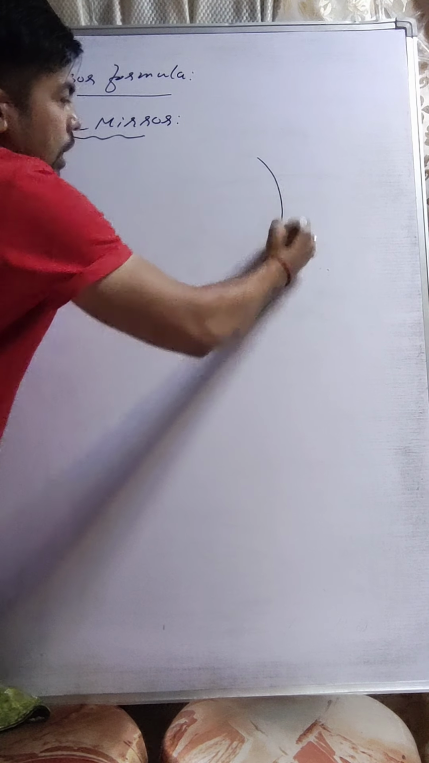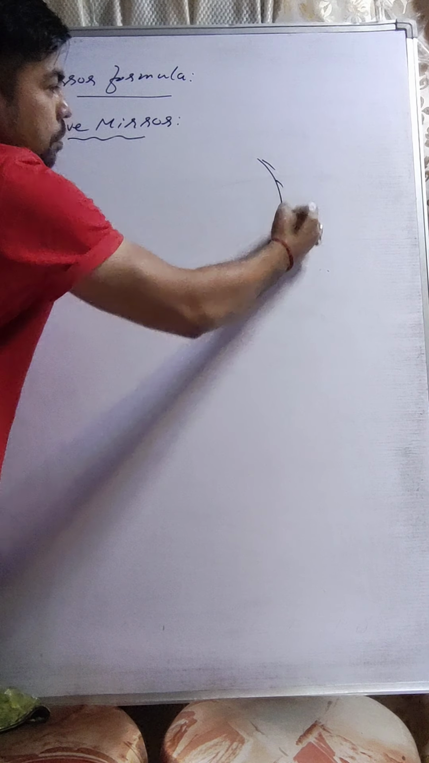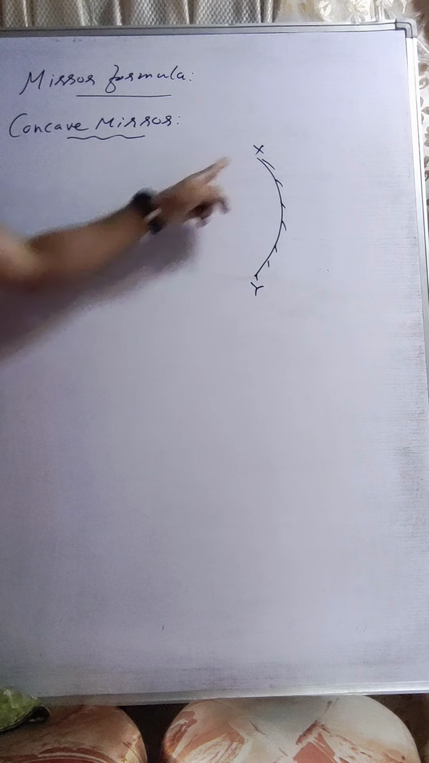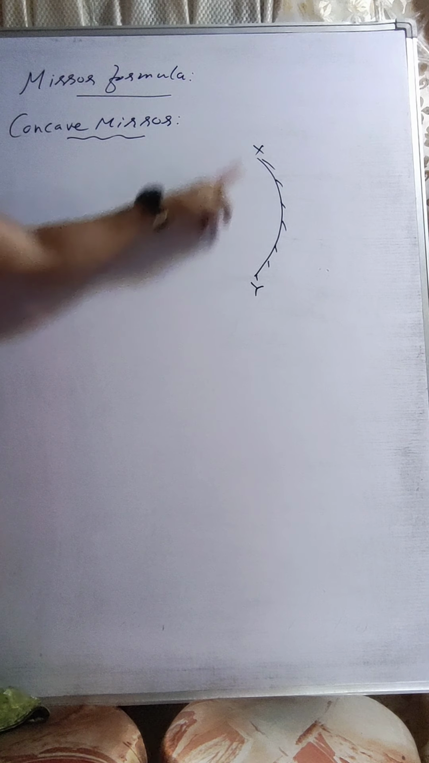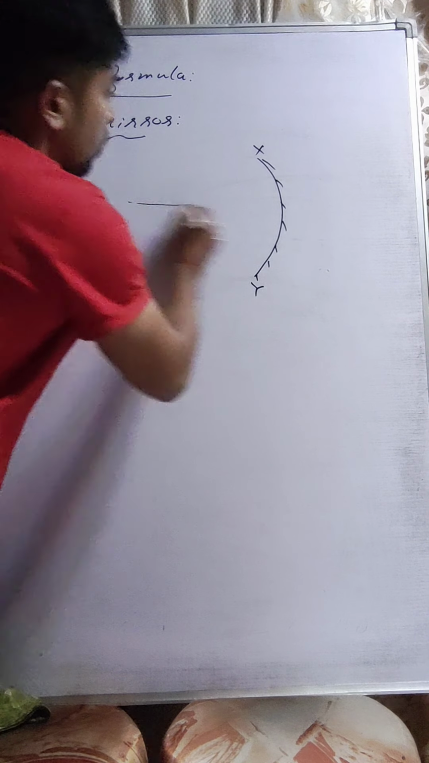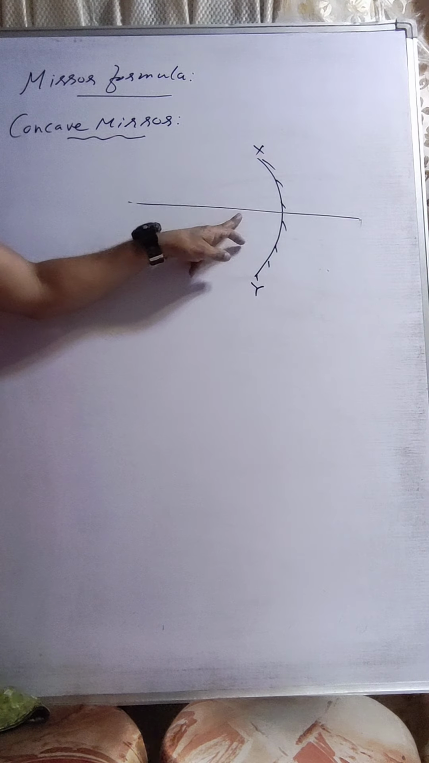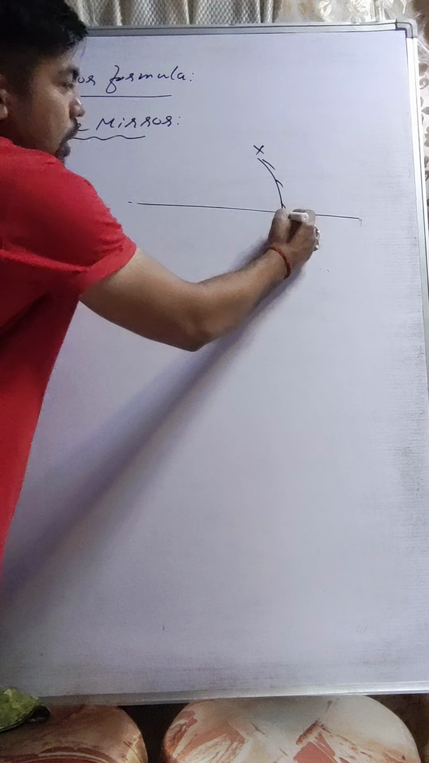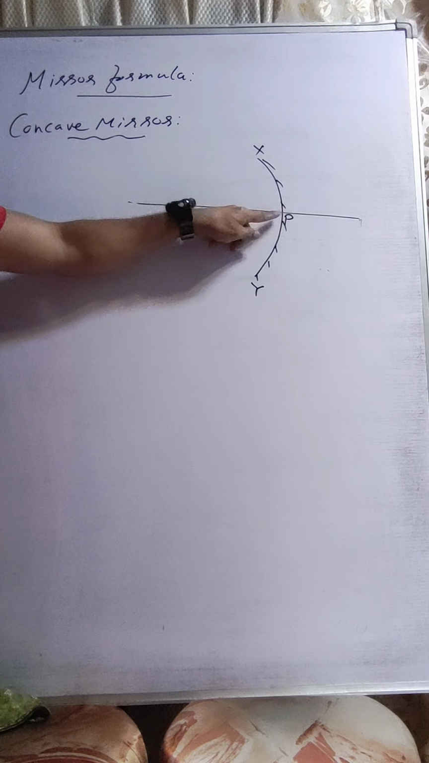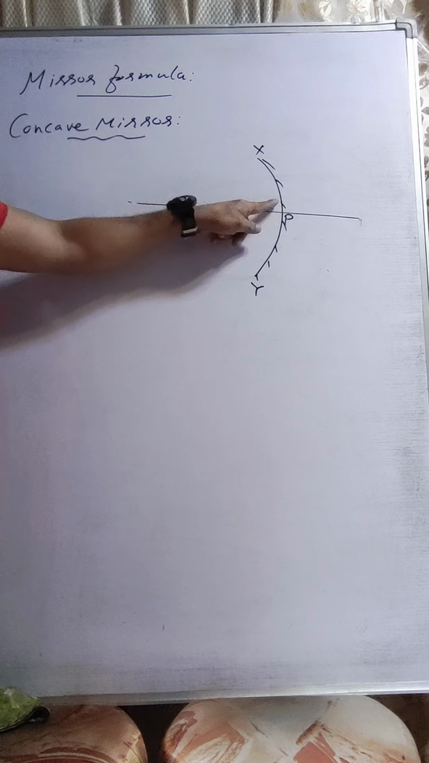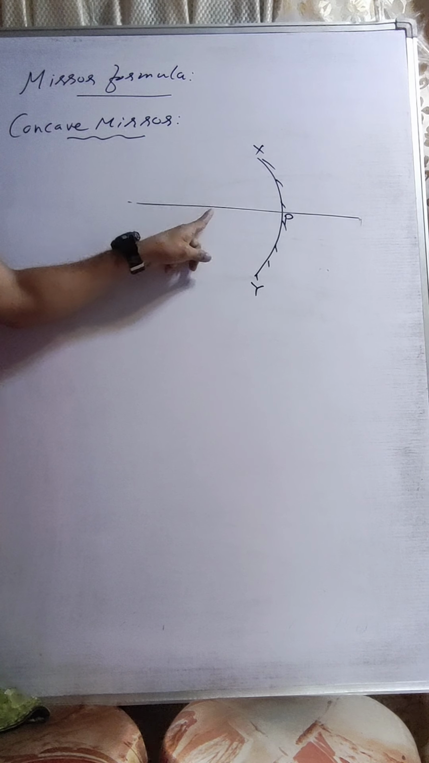Let us suppose this is a concave mirror XY. The midpoint is always called the pole of the mirror. Draw this axis. This is called the principal axis. Do you remember this one? This is the principal axis because it passes through the pole of the mirror. The midpoint of the mirror is called the pole. This is the principal axis, as it is normal to the mirror and passes through the pole.